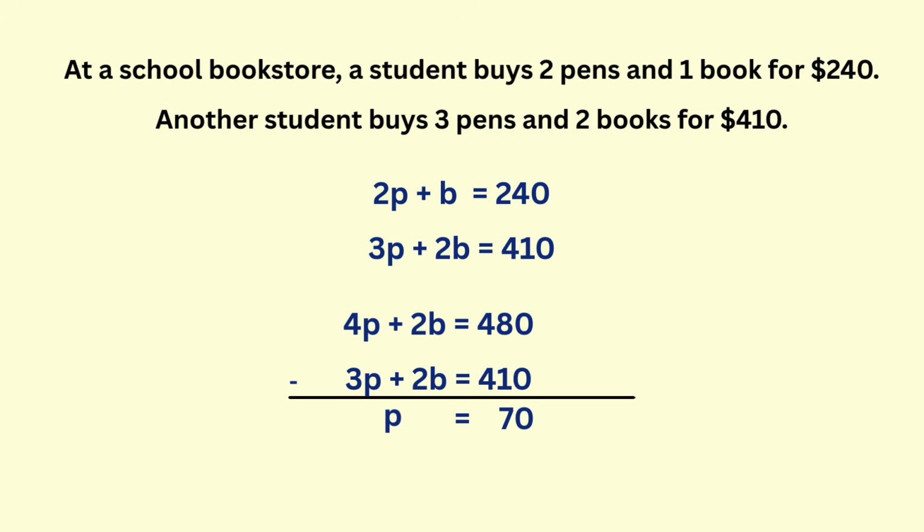To find the cost of a book, we can substitute the value of P into any of the equations above. Let's substitute the value of P into equation 1. That's 2P plus B equals 240. Now 2P means 2 times P. So that's 2 times 70, which is 140. So now we have 140 plus B equals 240. To solve for B, we can subtract 140 from both sides to get B equals 100. So the cost of one book is $100, as we found previously.